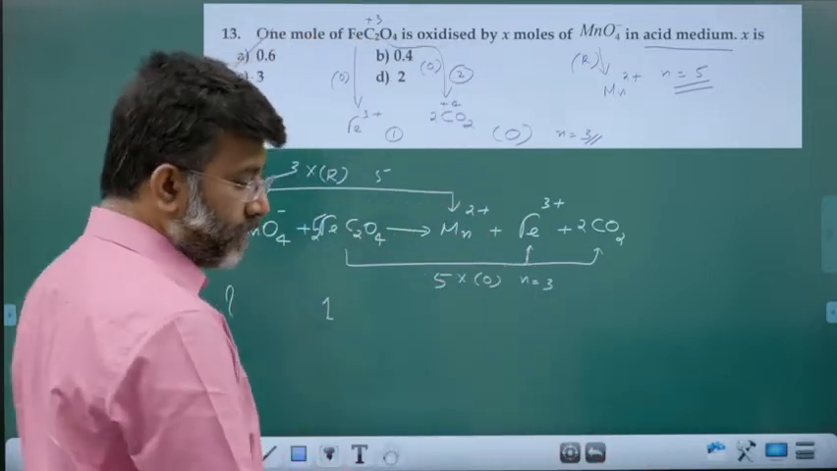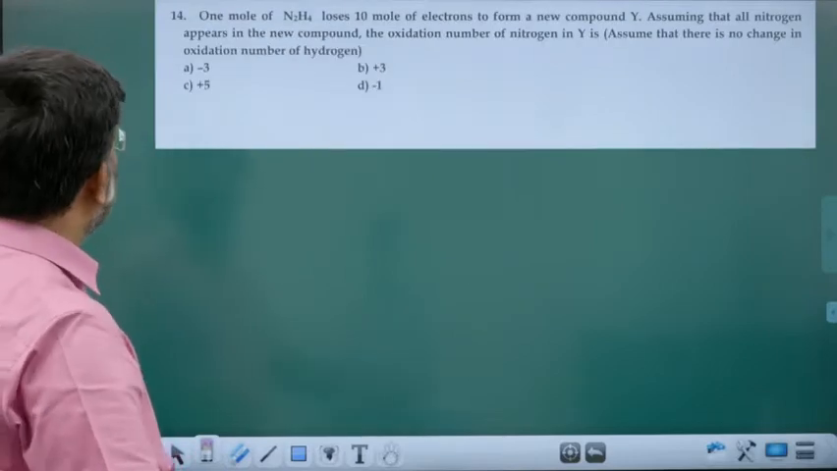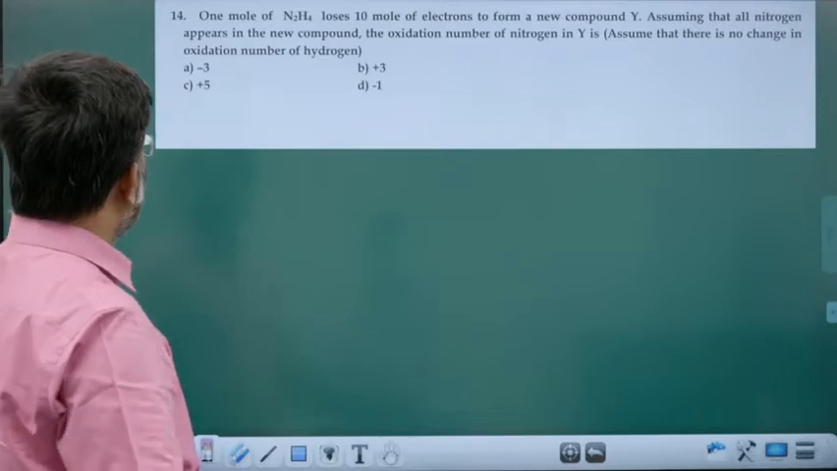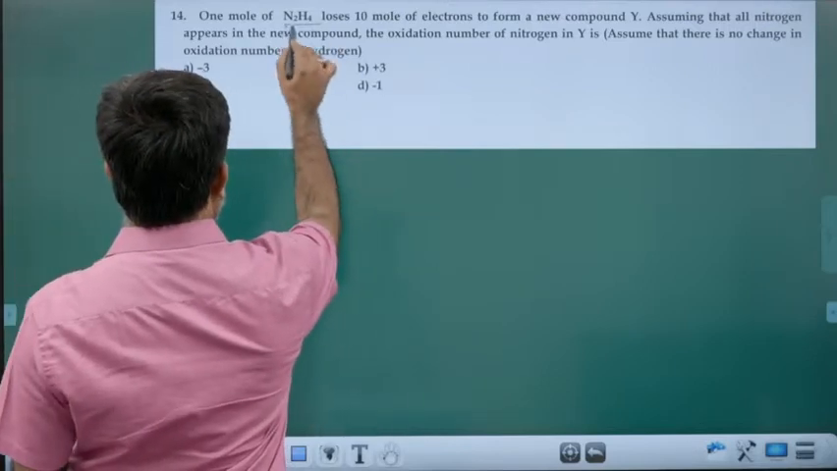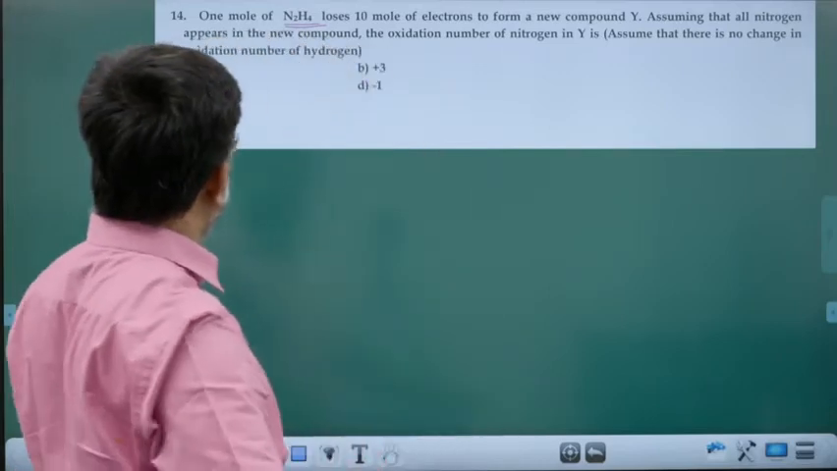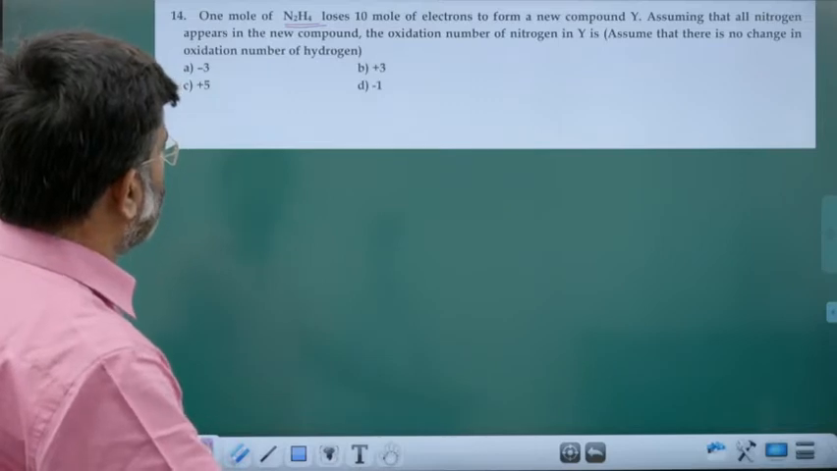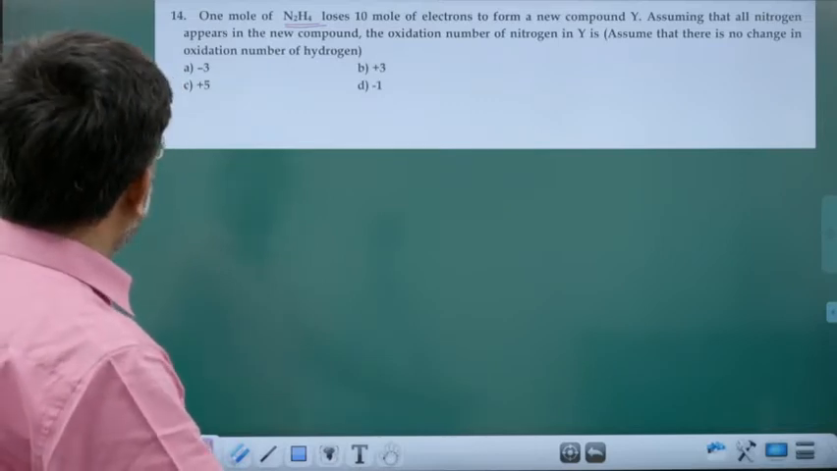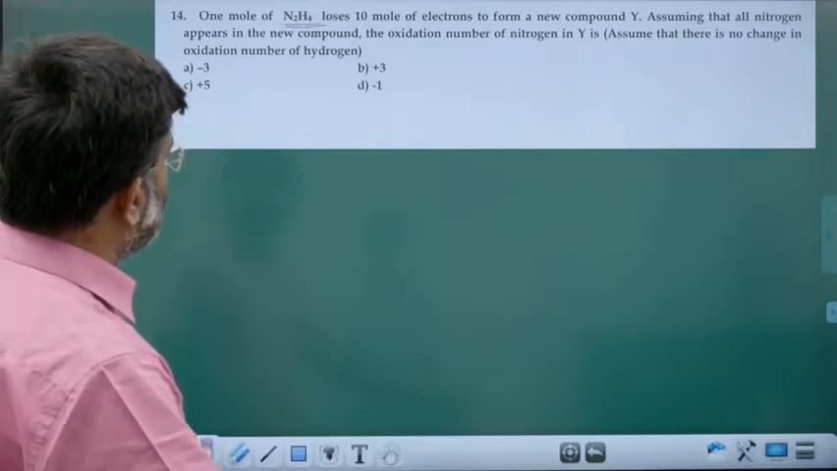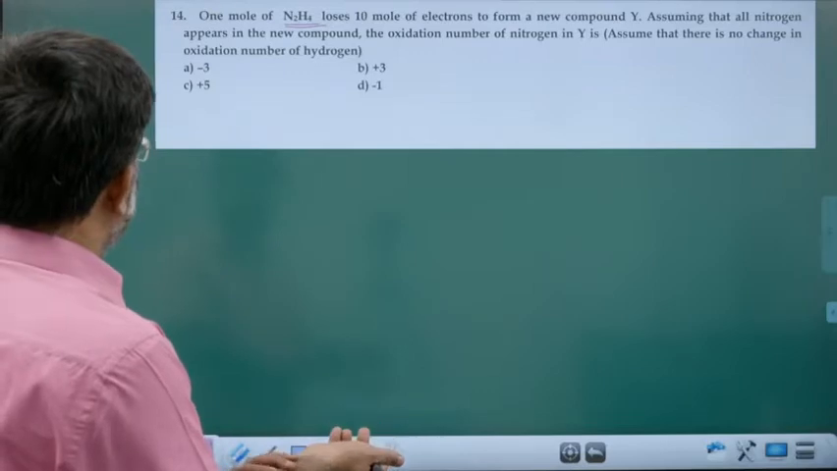Next. One mole N2H4. N2H4 means hydrazine. 1 mole hydrazine loses 10 mole of electrons to form a new compound Y. Assuming that all nitrogen appear in the new compound, the oxidation number of nitrogen in Y is, assume that there is no change in oxidation number of hydrogen.